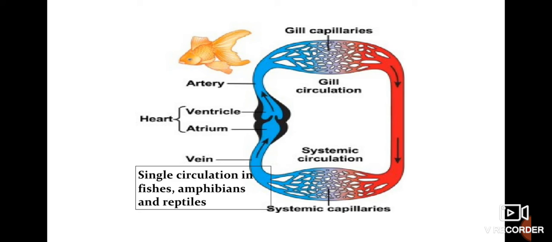Mixing of oxygenated and deoxygenated blood will take place for sure, and that's why they cannot regulate their body temperature. Once we take them out of water, they will die, and hence they are called cold-blooded animals.